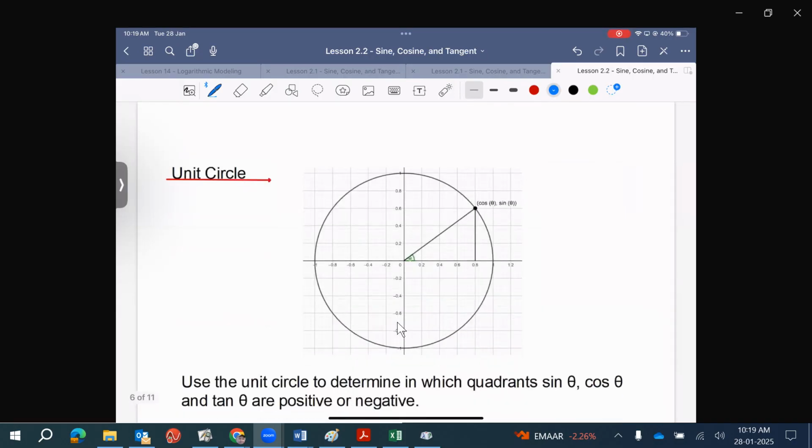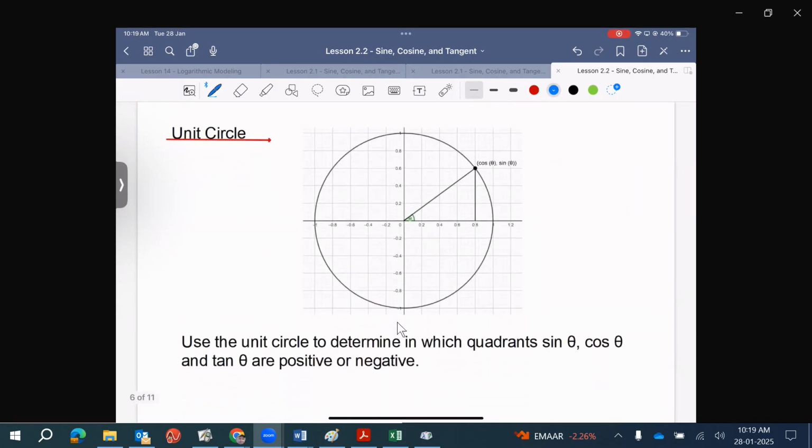All right, so the unit circle. Have a go at using the unit circle to determine which quadrants sine theta, cosine theta, and tan theta are positive and which are negative. How do we do this?